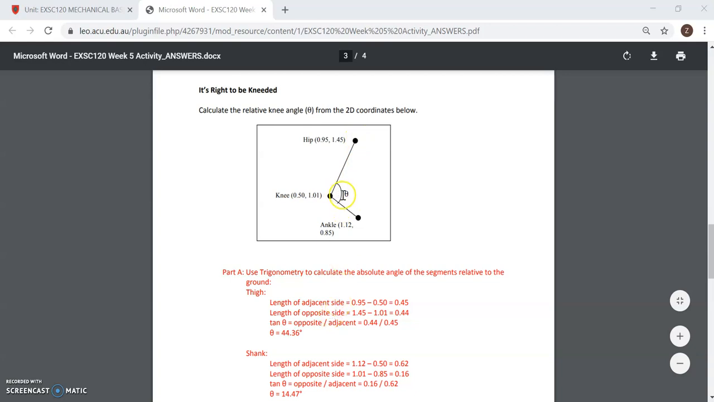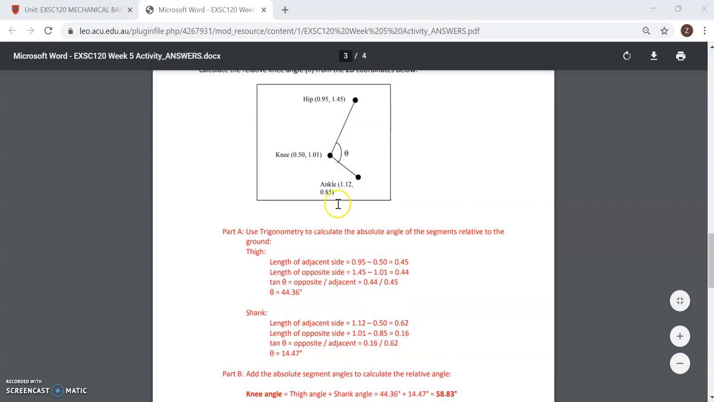To work out the angle, then we use tan equals opposite over adjacent, so 0.44 over 0.45. That'll then give us an answer. We then inverse tan that answer, and that will give us 44.36 degrees. So that's the angle, sorry, for the thigh segment.